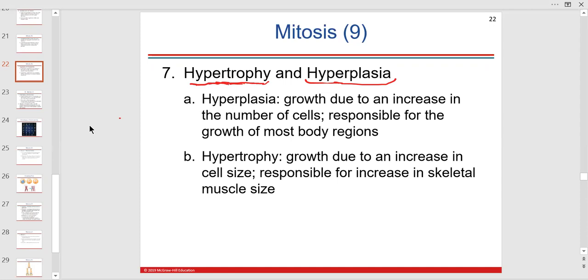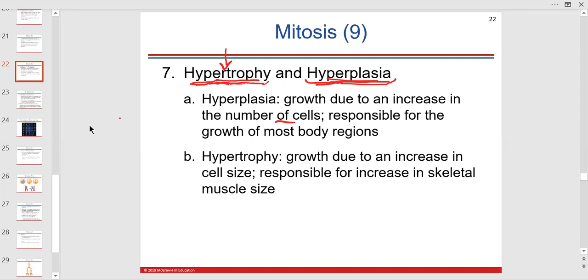Okay, so hypertrophy and hyperplasia. Hypertrophy is like a heart muscle that grows in size because it's usually overworked. Hyperplasia is excess amounts of cells, an increase of cell growth.